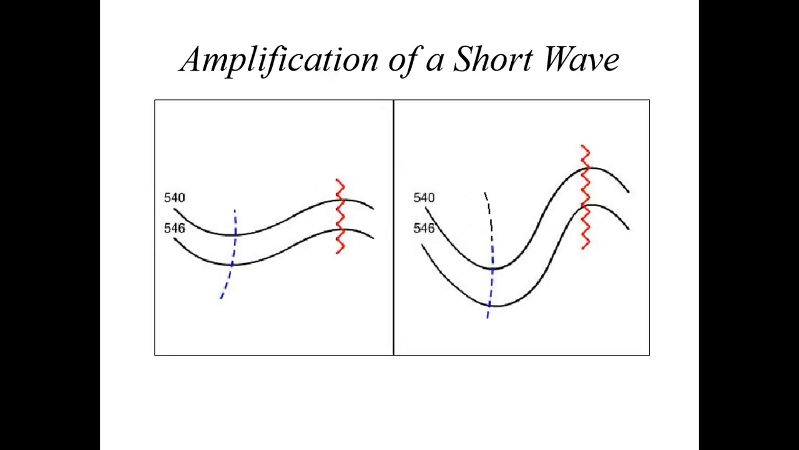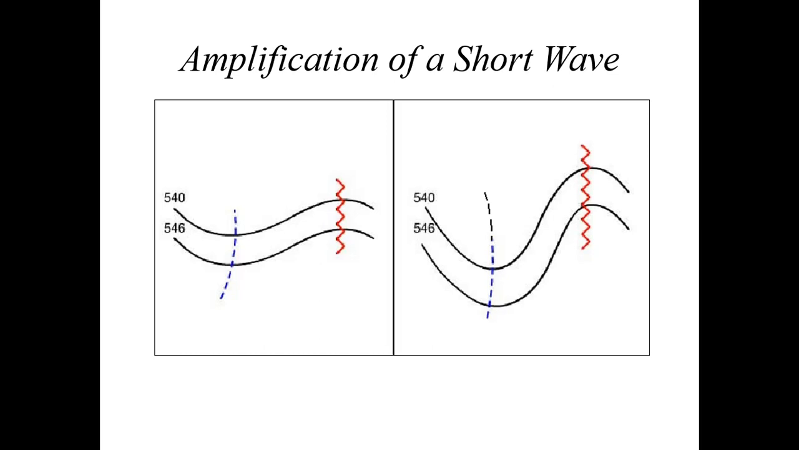And let's break it down a little bit. So for example, the image on the left, I'm showing you the 540 decameter height contour, and then the 546 decameter height contour below that. The red sawtooth line indicates the shortwave ridge axis. The blue dashed line indicates the shortwave trough axis.